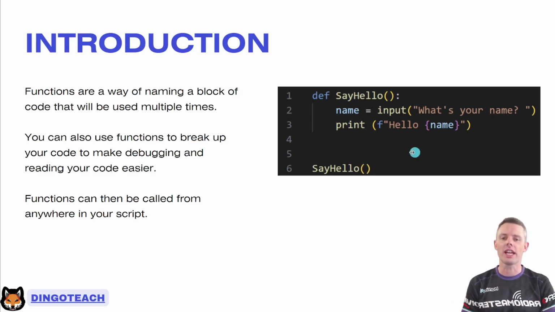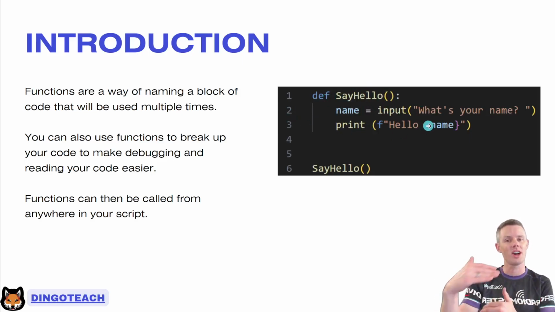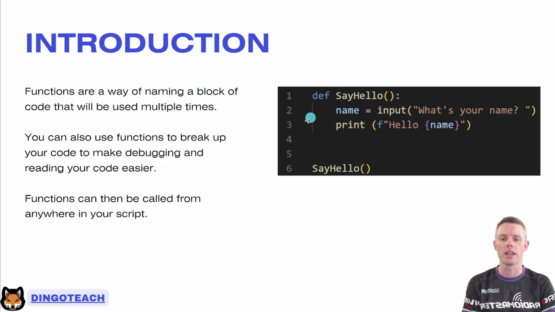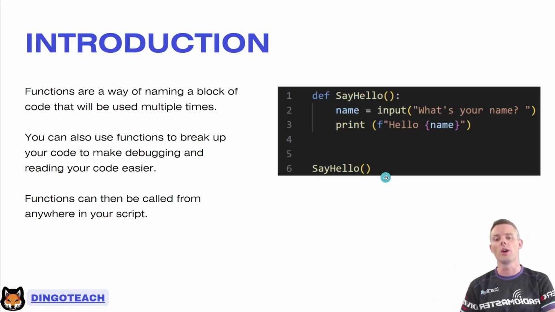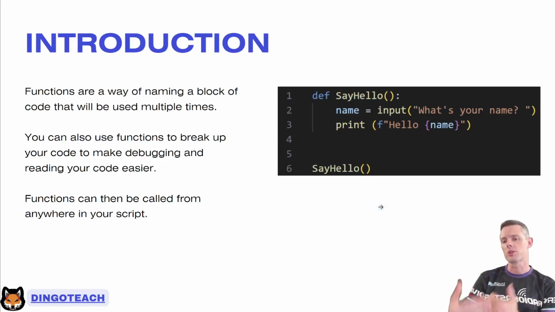Essentially, think of it like this: up here, I've got a function I've called say hello with 2 lines of code inside the scope of that function. That's why they're indented. And now these lines of code can be used just by typing in say hello. And I can do that multiple times.